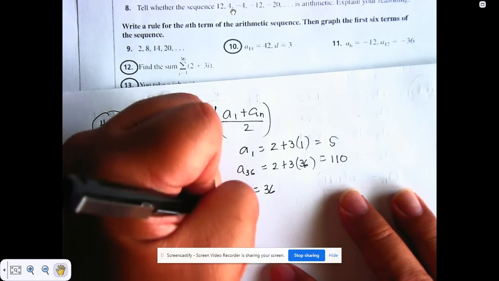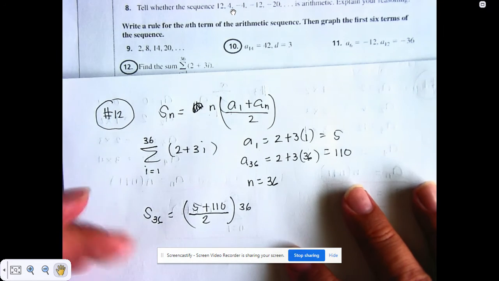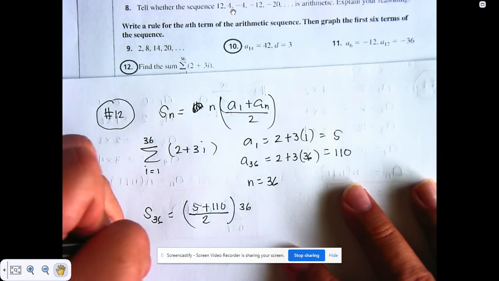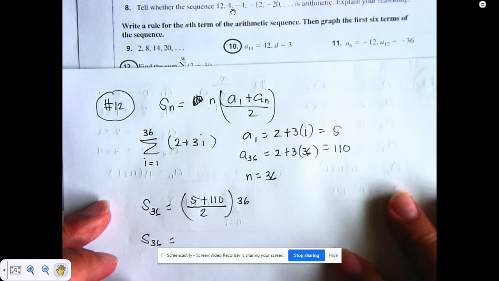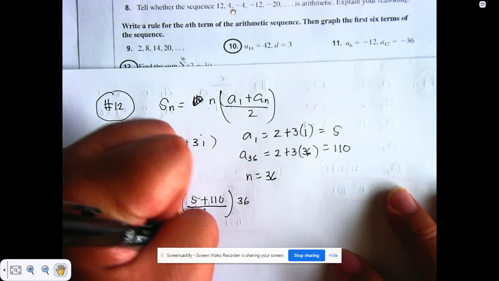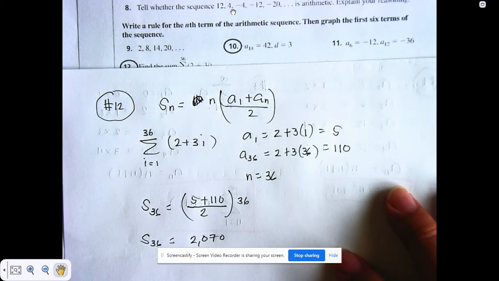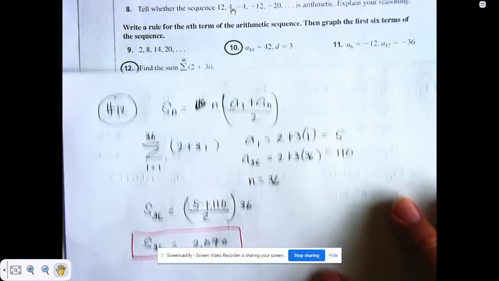Times what? Times 36. So if I compute that, use a calculator, S36 is equal to 2070. Okay, that's number 2.